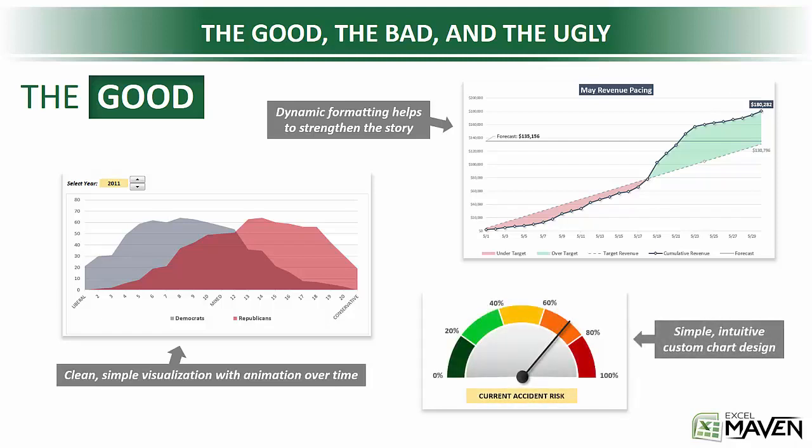And third, a simple, intuitive, custom-designed gauge chart. This chart is really only intended to show one thing, which is where a particular value falls along a given range, in this case from 0 to 100%, but it's a nice example of how to combine individual chart types in Excel to create something brand new and totally unique.